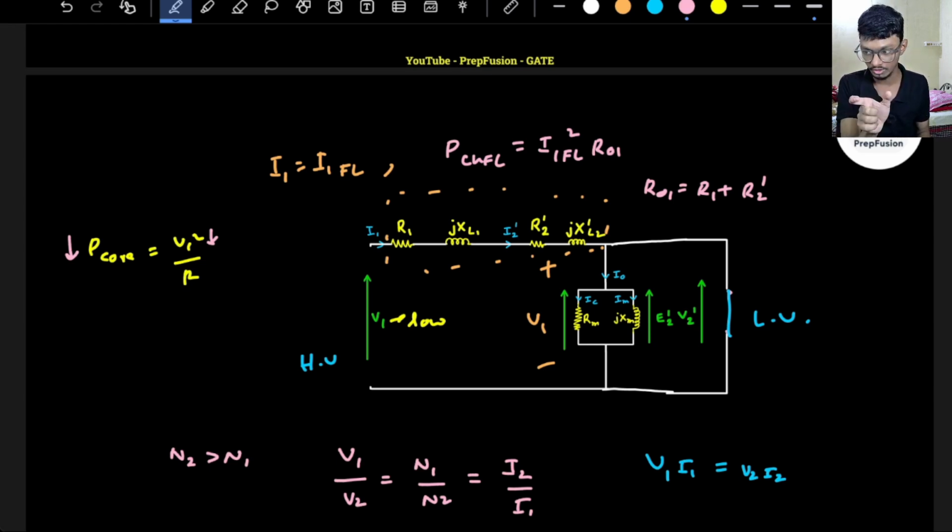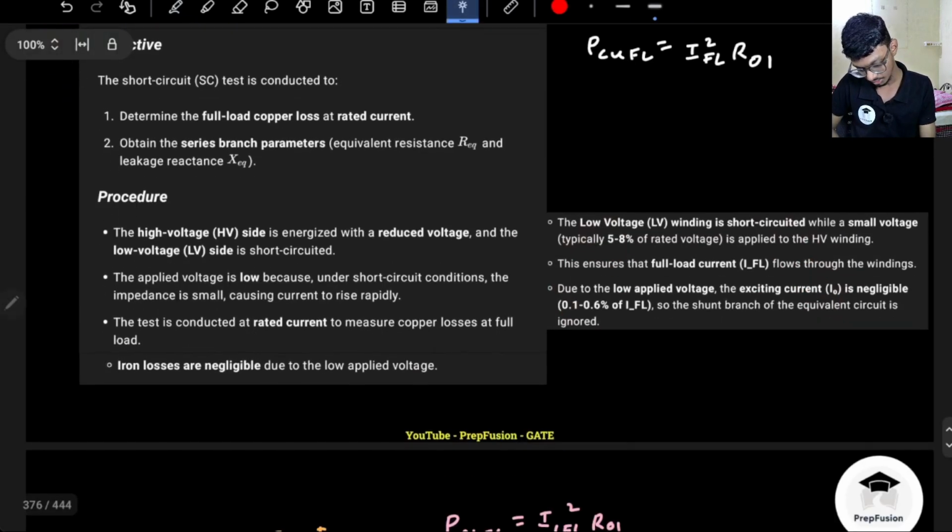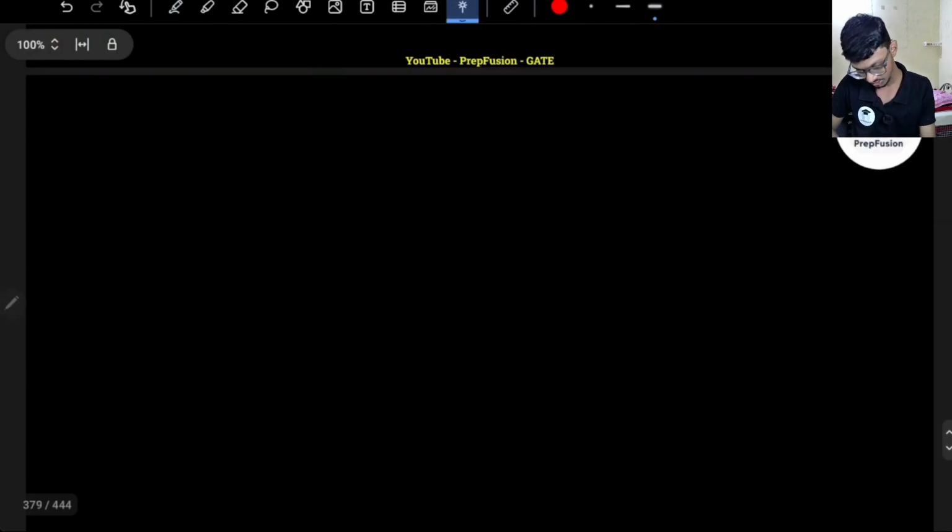If you know the full load copper loss, if my loading fraction is X, the copper loss at X load will be X squared into PCUFL. This we have already learned. Okay, so these are the points that are written over here. So this was the circuit diagram. So yeah, now I hope you have understood.